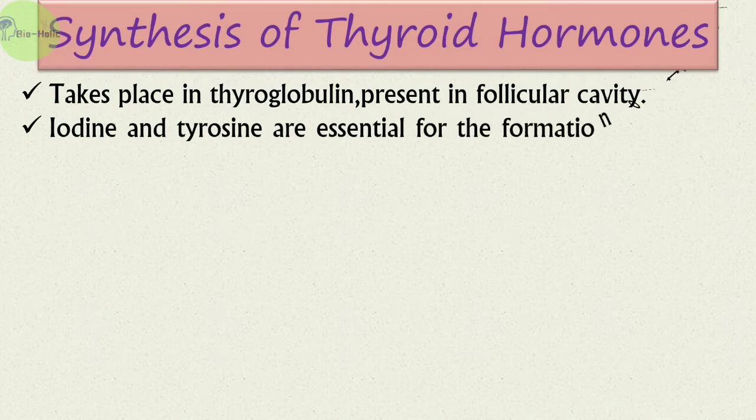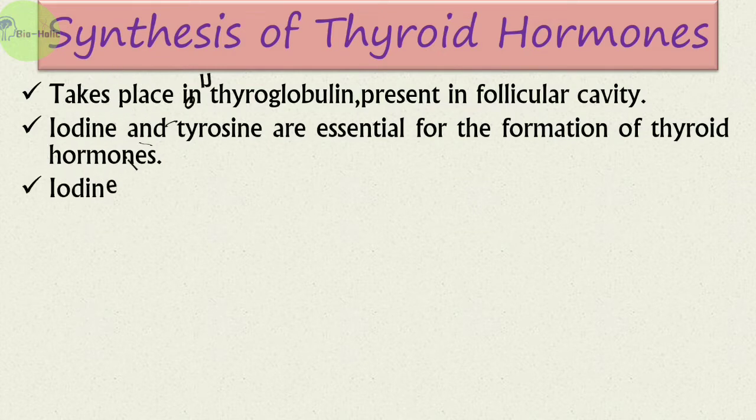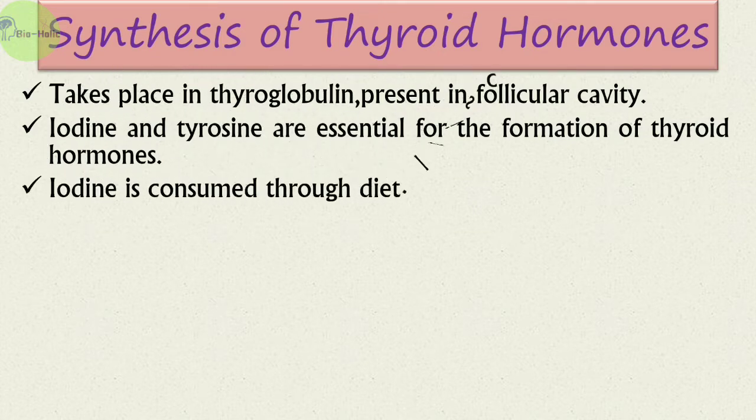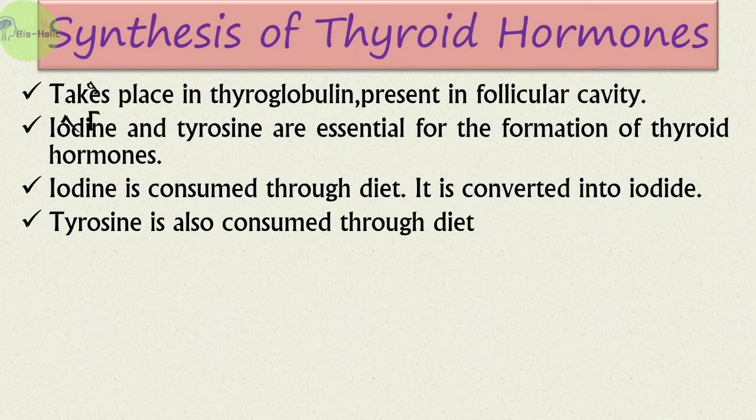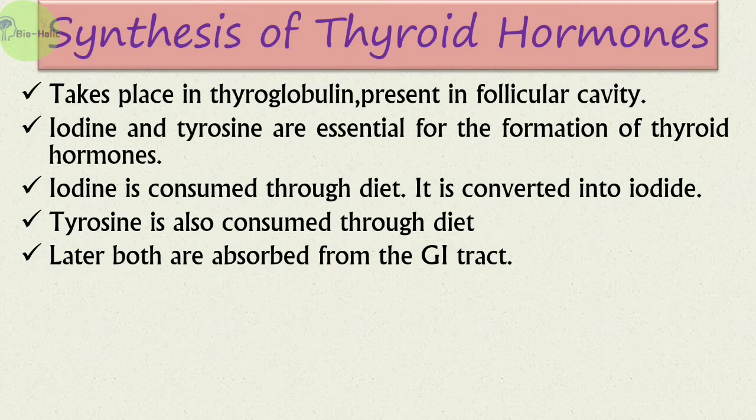Iodine and tyrosine are essential for the formation of thyroid hormones. So the iodine is consumed through diet. It is converted into iodide later, and tyrosine is also consumed through diet. And later both are absorbed from the GI tract.